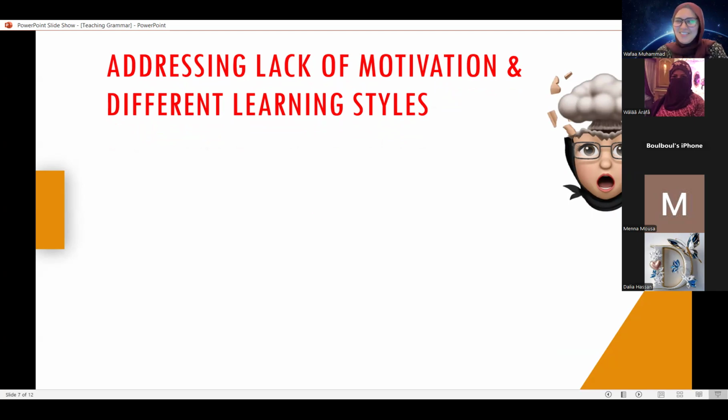We have three learning styles: visual, auditory, kinesthetic. Visual means they learn by seeing stuff. And we have auditory, they learn by listening to things. And we have the kinesthetic, they learn by movement. I need to add reading and writing at the same time.